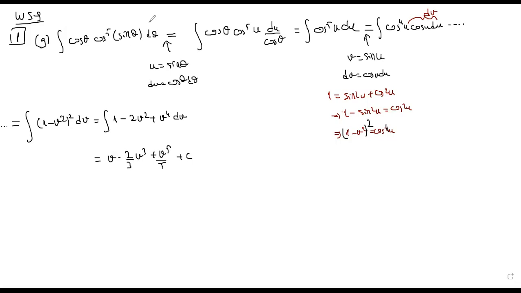Now, instead of v, all terms should be in terms of theta. So instead of v, we have sine u, and u is equal to sine theta. So v is equal to sine of sine theta, right? So instead of v, we just write that, and we're done.